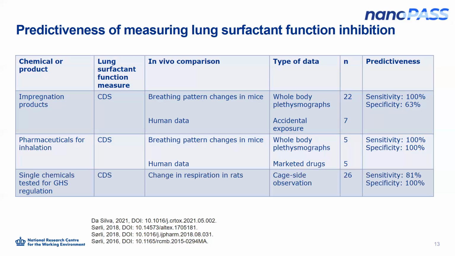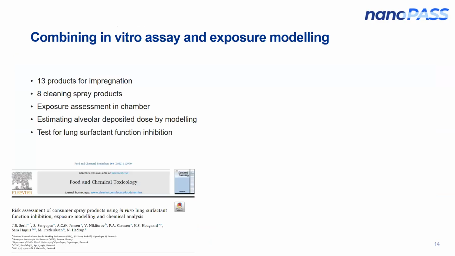For single chemicals tested for GHS regulation, we looked at changes in respiration in rats. These were cage-side observations that were done either during exposure or within 2 hours of exposure. And the sensitivity was 81% and the specificity 100%.